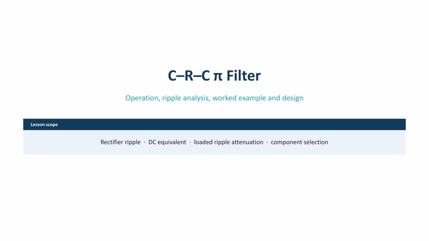In this lesson, we study the CRC-Pi filter used after a rectifier. We will follow the energy and ripple through both capacitors, derive the direct current and ripple frequency models, analyze one practical filter, and then design a filter to meet specified output voltage and ripple limits.